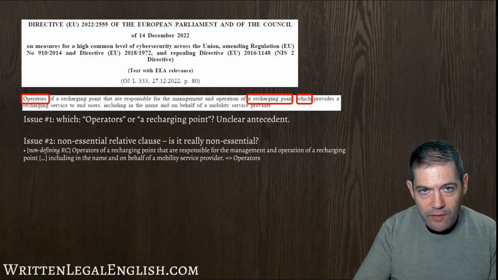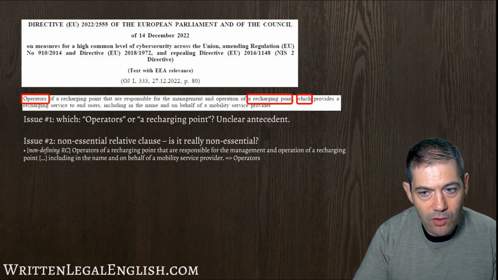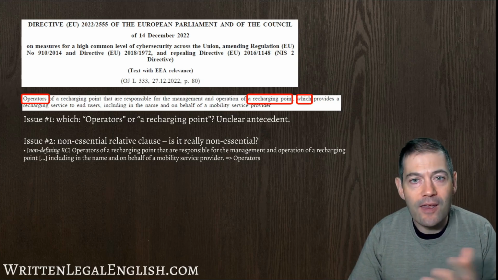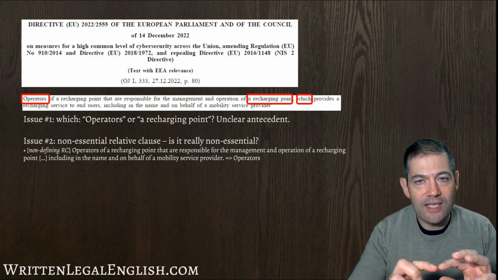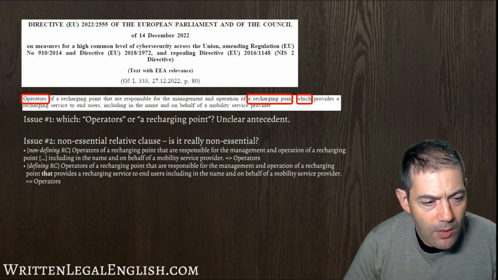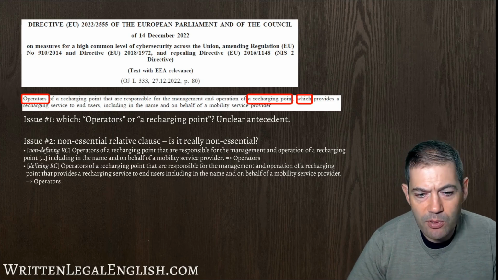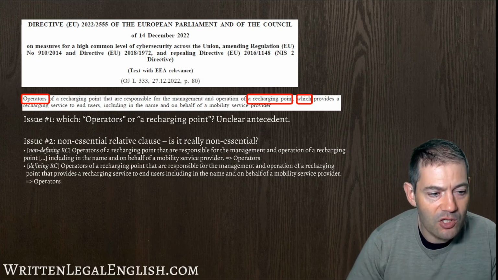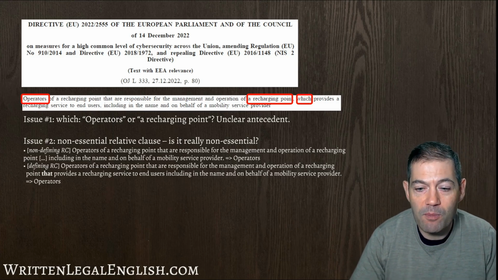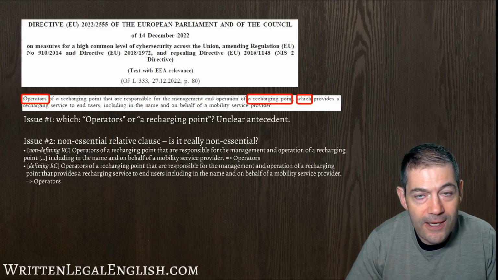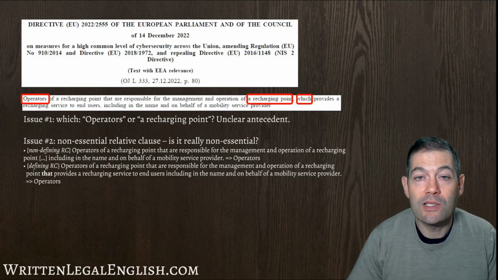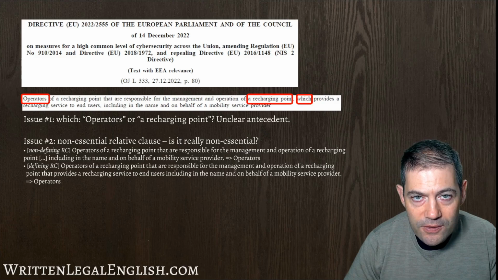Even if we redraft this into a defining relative clause, which means that we get rid of the "which" and we replace it with "that", and then we get rid of those commas, so now we're saying that everything is of equal importance in that sentence, it would say this: operators of a recharging point that are responsible for the management and operation of a recharging point that provides a recharging service to end users, including in the name and on behalf of a mobility service provider, at least in my opinion, once again is clear. Here we're talking about the operators.